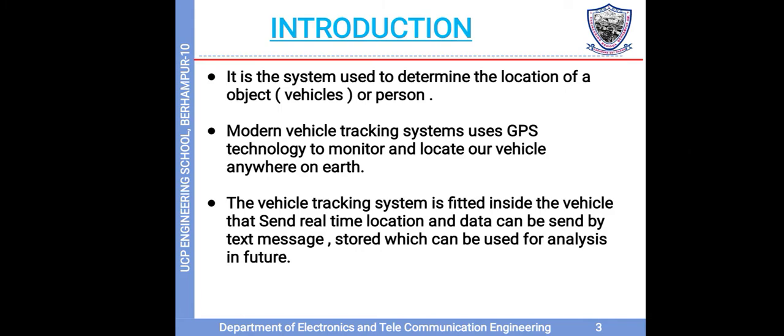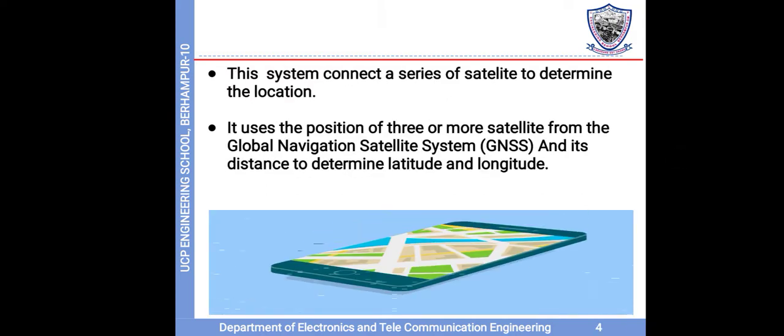Here is the introduction. It is the system used to determine the location of an object or person. Modern vehicle tracking system uses GPS technology to monitor and locate our vehicle anywhere on earth. The vehicle tracking system is fitted inside the vehicle that sends real-time location, and data can be sent by text message, stored, which can be used for analysis in future.